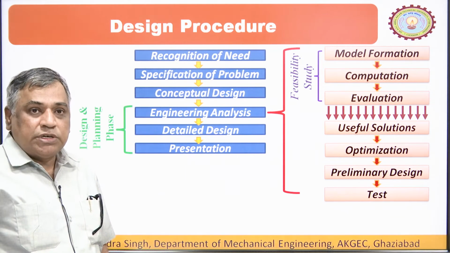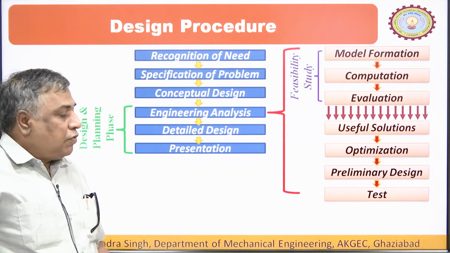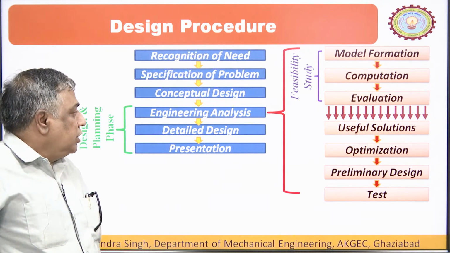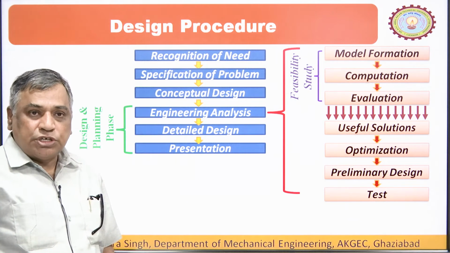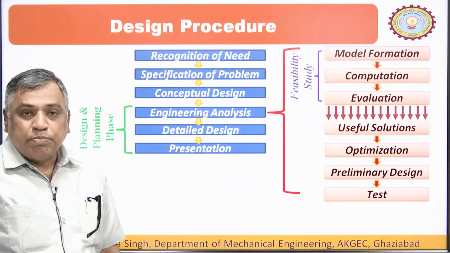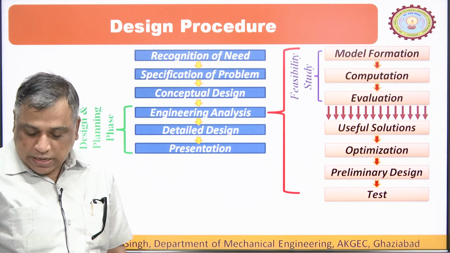Then after presentation, if it is approved, then we will move to the production system or production level. Engineering analysis, detailed design and presentation, these three steps together are called the design and planning phase. This is called the design and planning phase.